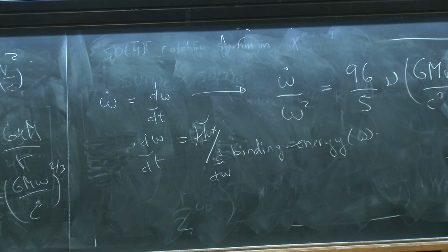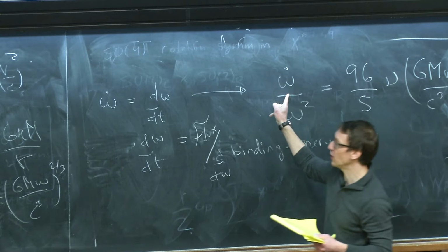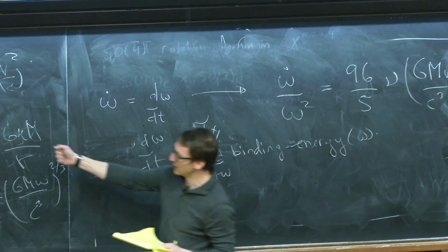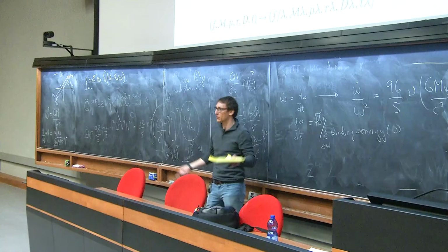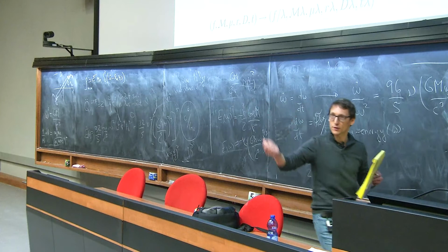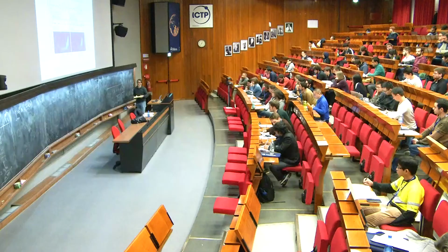And this is b to the 5. So it's a very small effect. So the shrinking of the orbit is a small effect, so they justify this adiabatic expansion. This adiabatic approximation, in which I compute the binding energy as if it was conservative and equate it to the flux, works because, over an orbit, there's a very small change in the energy.